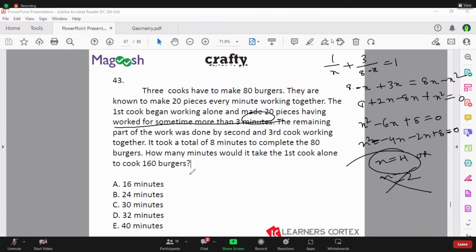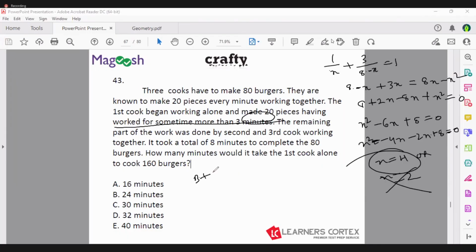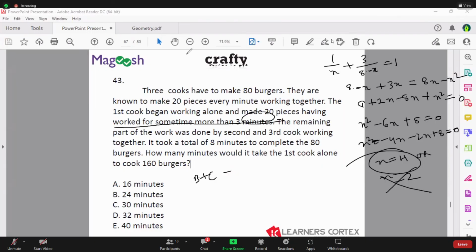A alone takes 4 minutes, so B and C together take 4 minutes as well. Anyhow, that is not of our concern. What is of our concern is that A takes 4 minutes to complete 20 pieces. So if he's taking 4 minutes to complete 20 pieces, for 160 pieces he will take 8 times more, because the rate is 20 over 4 pieces per minute. We have to divide the number of work, which is 160, by its rate.